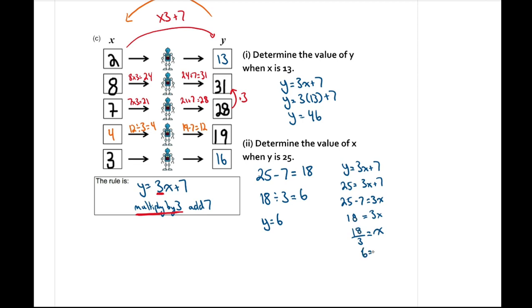Divided by 3, and we get 6 equals our input. So again, different ways to do it, but as long as you can focus on this method here, where you're just reversing the pattern. Don't worry too much about this second one that's more mathematically laid out, as long as you can understand that you're reversing the pattern.